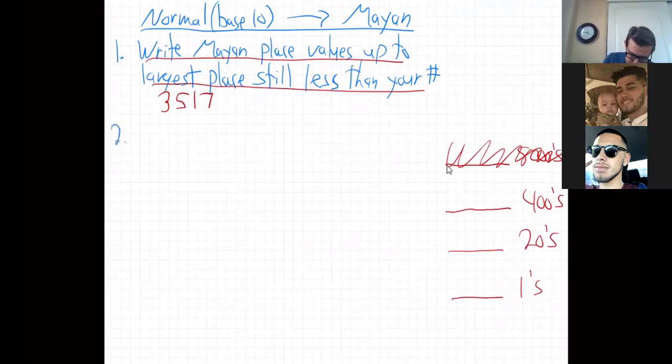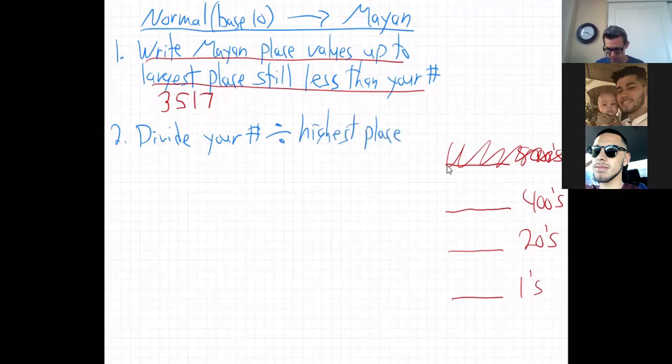Second step, divide your number by the highest place. So that's 400s place, right? That's the highest place that I need to work with. I don't need any 8,000s. So take my 3517 number and divide by 400. Use your calculator. You'll be able to use your calculators on the test, of course. 3517 divided by 400.